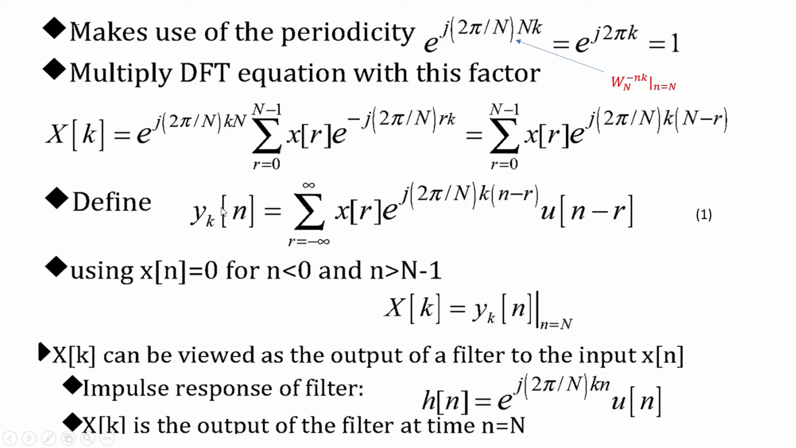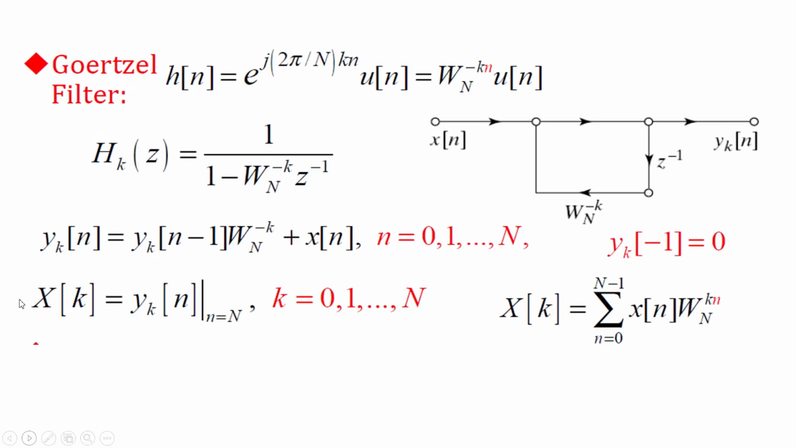Now when y_k[n] is calculated at small n equal to capital N, then we get X[k] as the output of the whole system. So that's what our Goertzel filter will be. This is the impulse response of the filter required, e to the power j 2 pi by capital N kn into u[n]. So if I replace this with the twiddle factor, it becomes W_N to the power minus kn u[n].